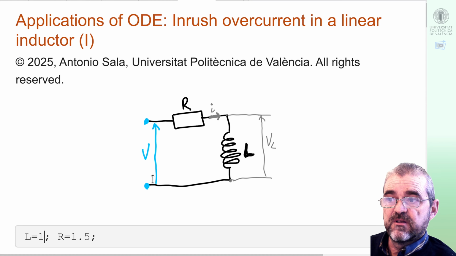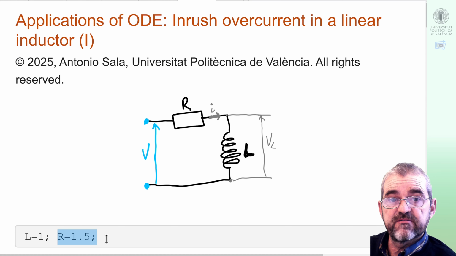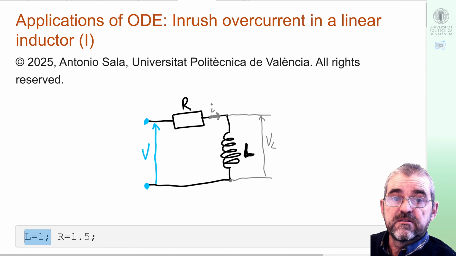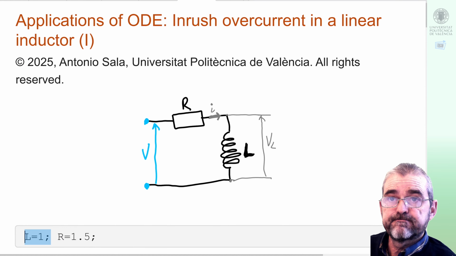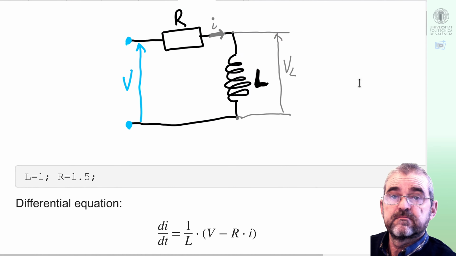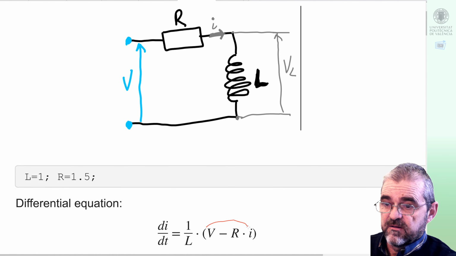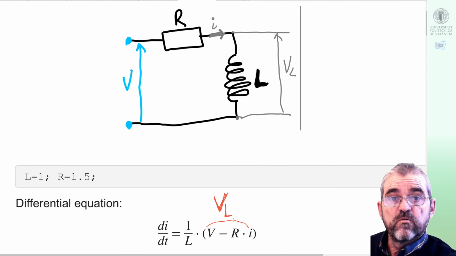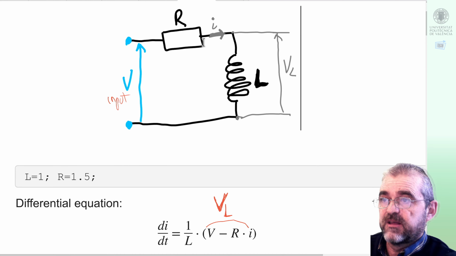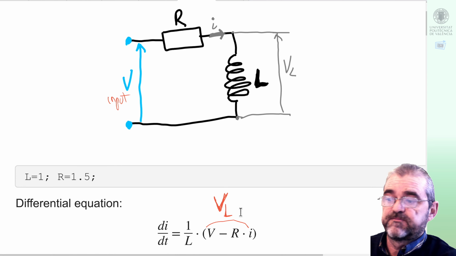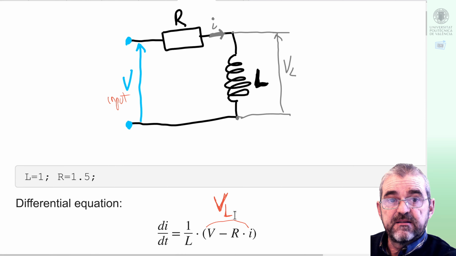So, if we have this circuit, we'll have a 1.5 ohm resistor and an inductance of 1 Henry. The differential equation of this circuit is that this will be the voltage drop across the inductor, the input voltage minus the voltage drop in the resistor, and the fundamental coil equation tells me that voltage drop divided by inductance is the time derivative of the current.